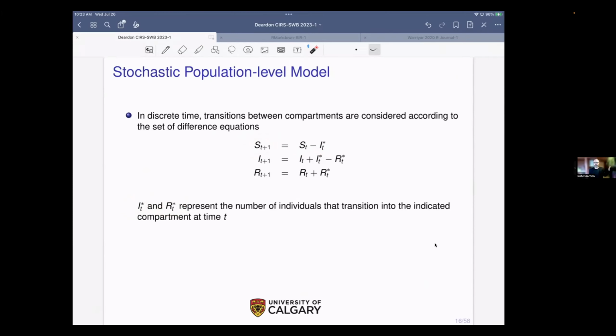Okay. Similarly, the number infectious at time t plus 1 will equal the number currently infectious plus the new infections minus the new removals. Okay, and then they will pass into the removal state. And so R_{t+1} will equal R_t plus R_t star. Okay.